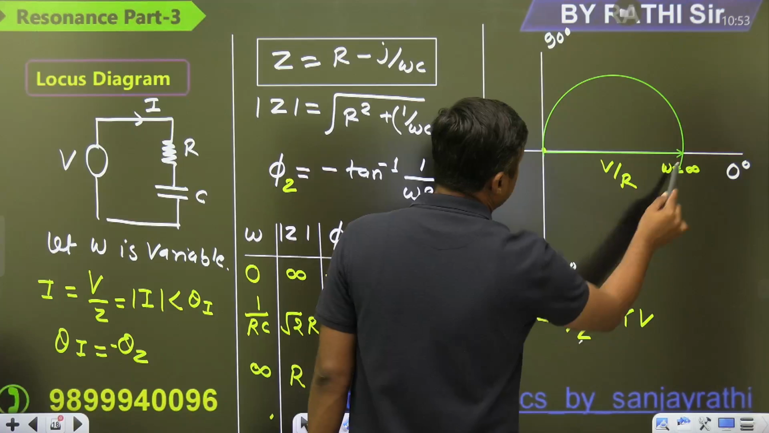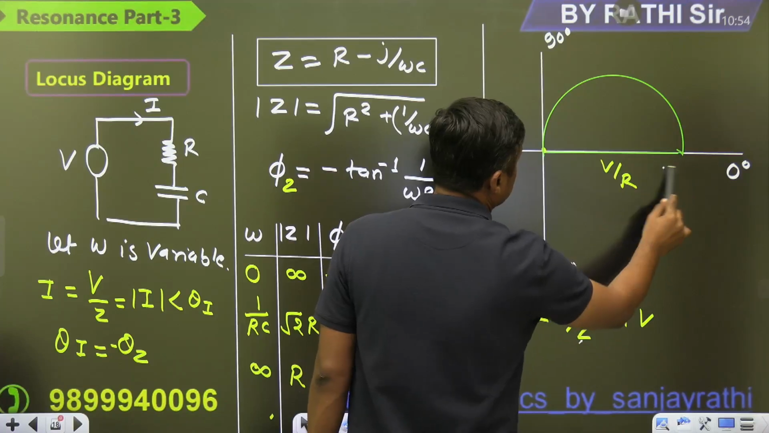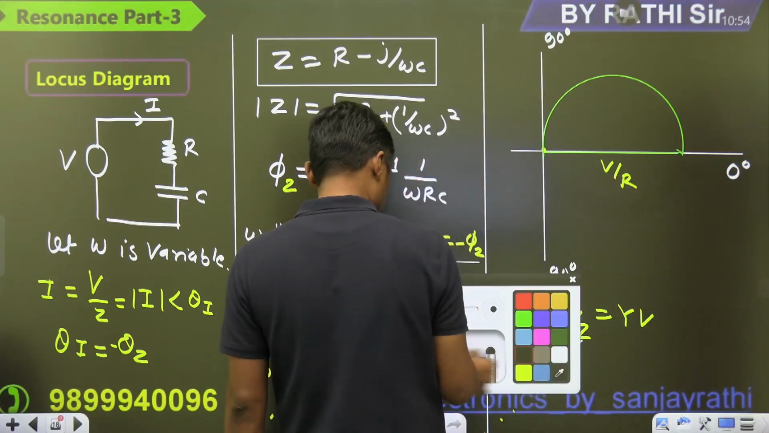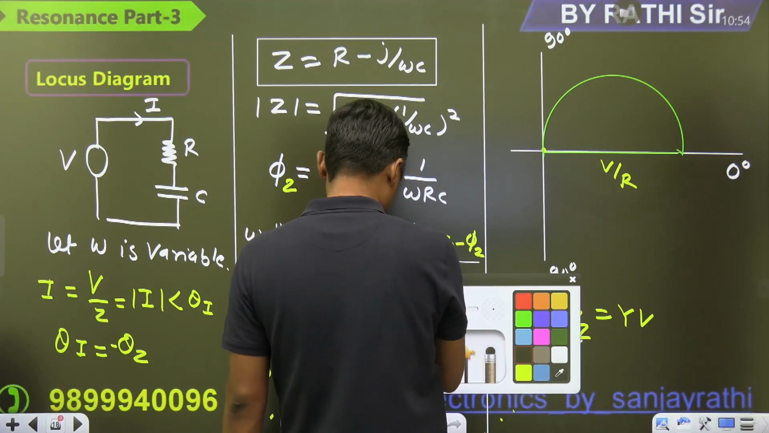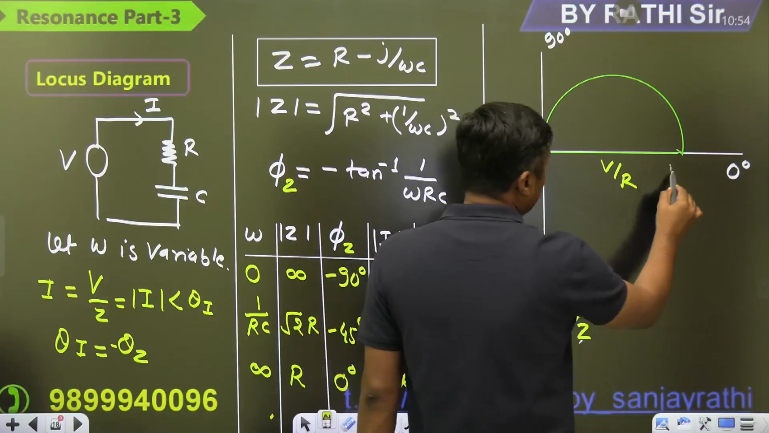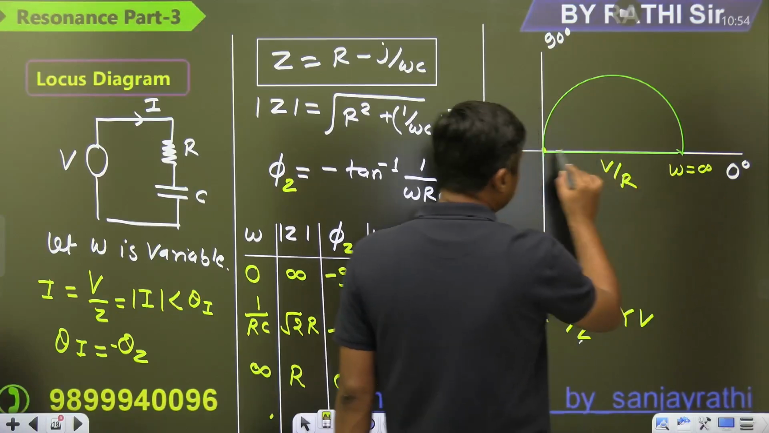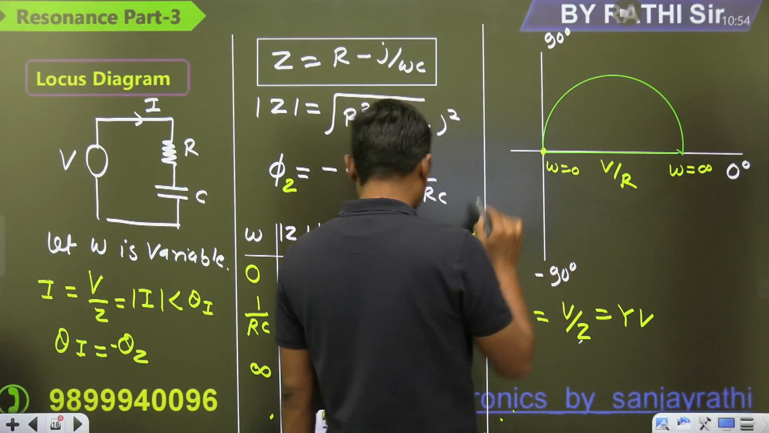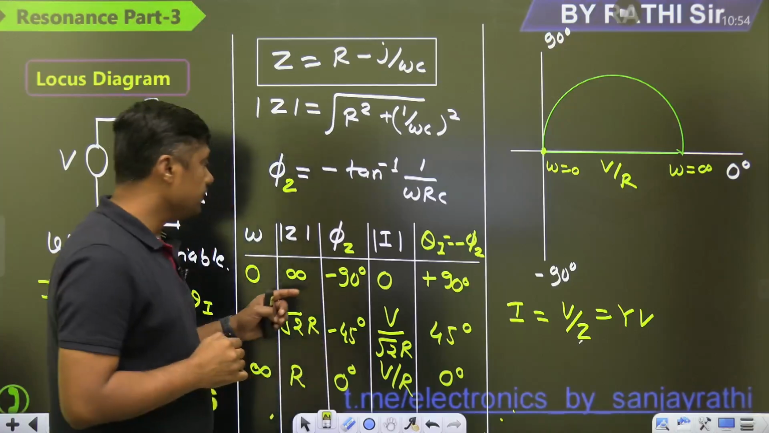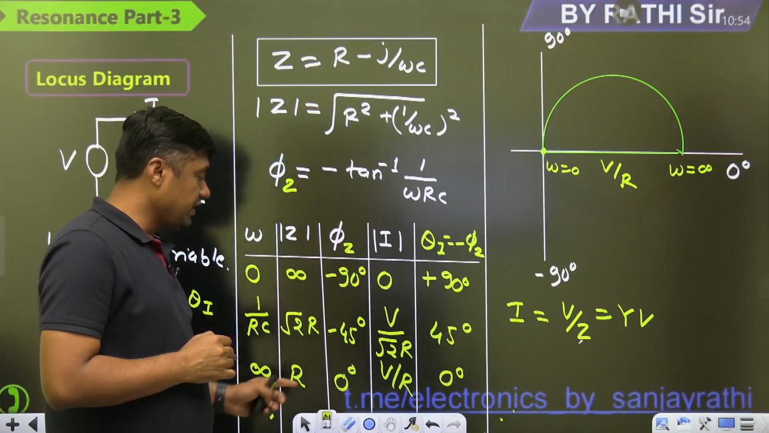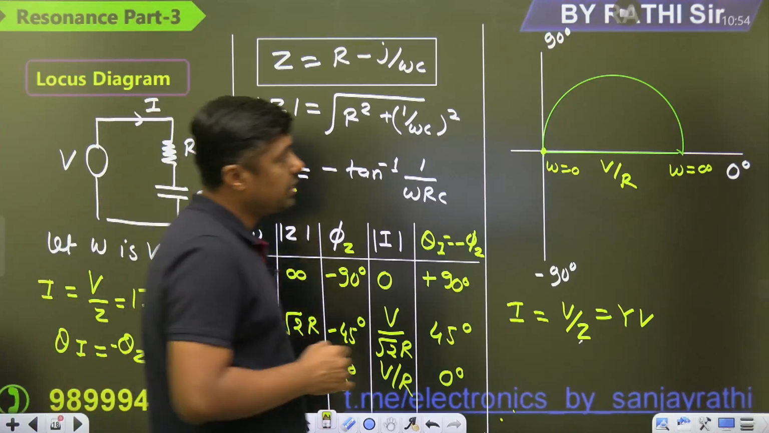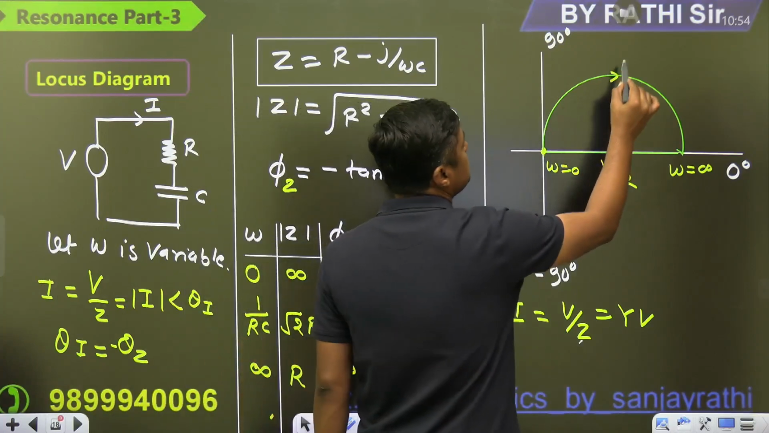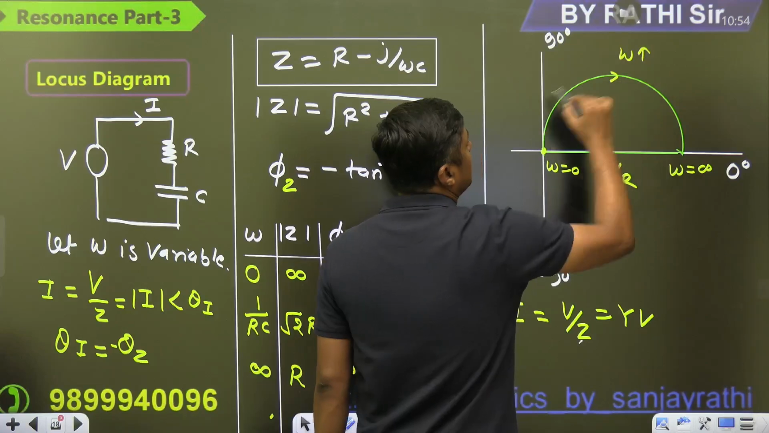Yes, this is a semicircle. This value is omega equal to infinite, and this point is omega equal to what? 0. Now remember, when the omega is 0, current is 0. When the omega is infinite, current is what? V by R. So omega will vary from 0 to infinite like this. And that is the plot.